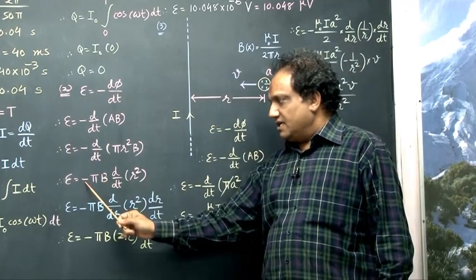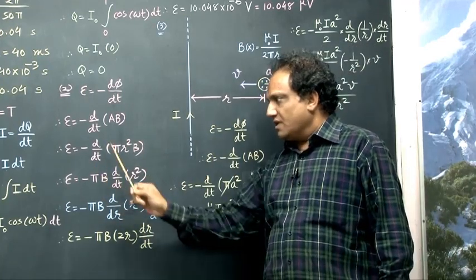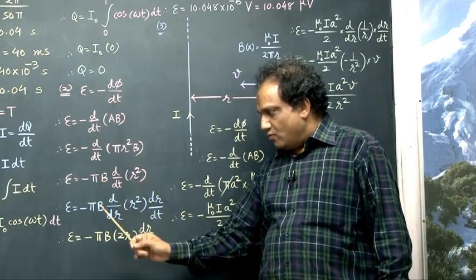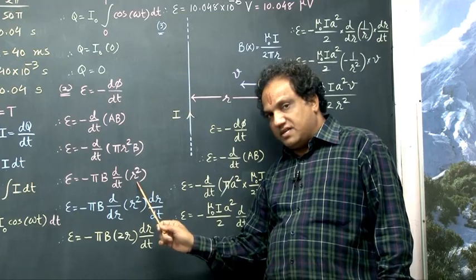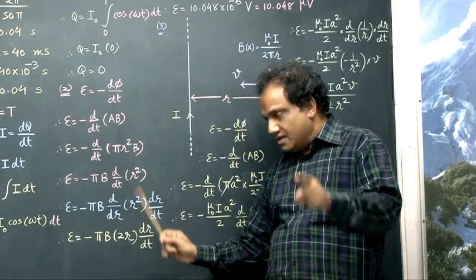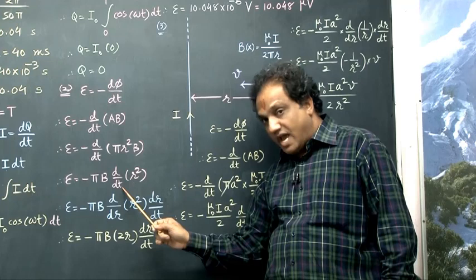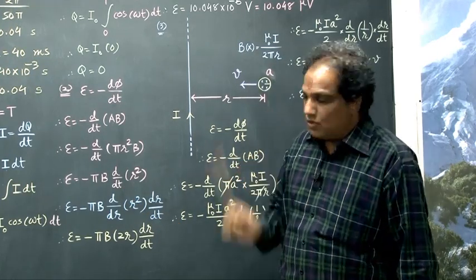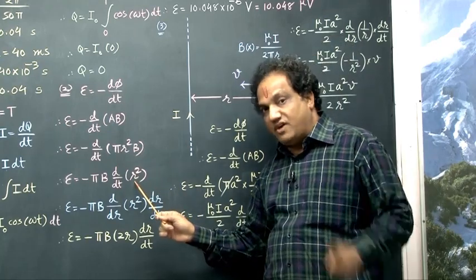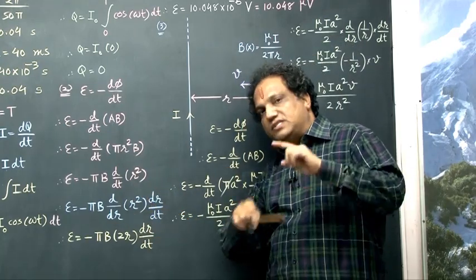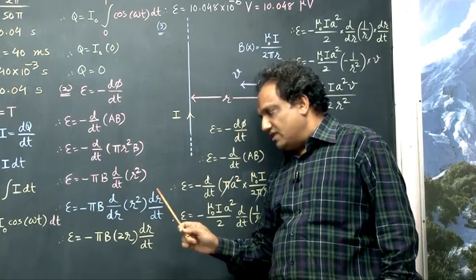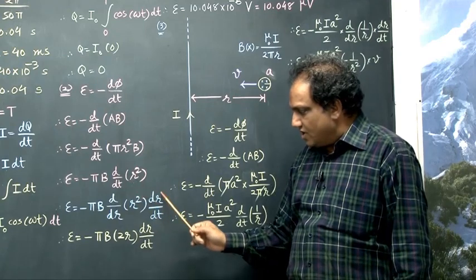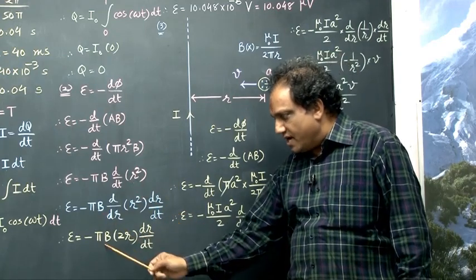Minus as it is, pi into B is constant, taken out, d by dt of r square. What is the inside part? Inside part is a function of r, and you want to take the derivative with respect to time. Can you take it directly? No. Apply chain rule. You must take the derivative of this part first with respect to r, and then separately take the derivative of r with respect to t. Fine. D by dr of r square into dr by dt, minus pi into B as it is.